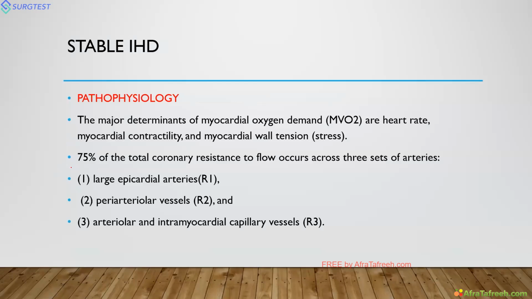So this is the pathophysiology. The major determinants, as we discussed, are heart rate, myocardial contractility, and wall tension. There are 3 sets of vessels in the coronaries, classified as R1, R2, and R3. R1 is the large epicardial arteries. R2 are the arterial vessels, and R3 is the intramyocardial capillary vessels. In the absence of any stenosis, the resistance by R1 is very small, very trivial. So major resistance is contributed by R2 and R3. If there is stenosis, R1 contributes to significant flow resistance.